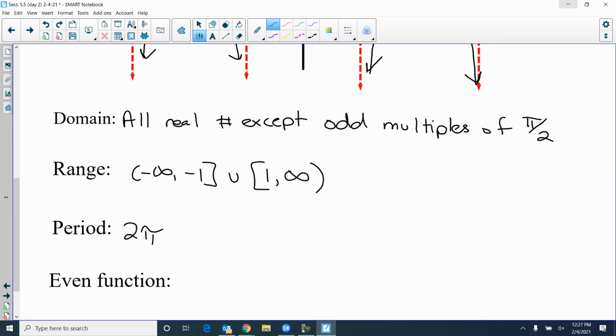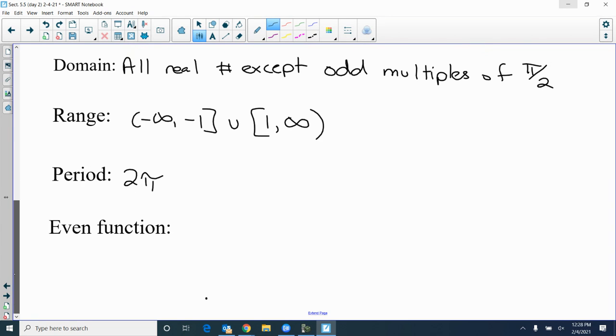This one's an even function. If you take a look at an angle and its negative, they're going to have the same value, and we would write that as the secant of negative theta is equal to the secant of theta. Okay, for that.